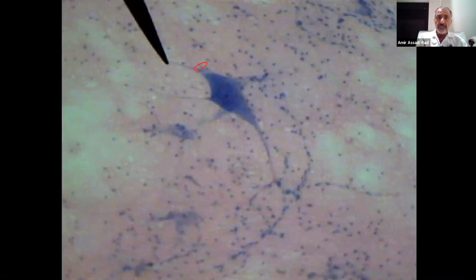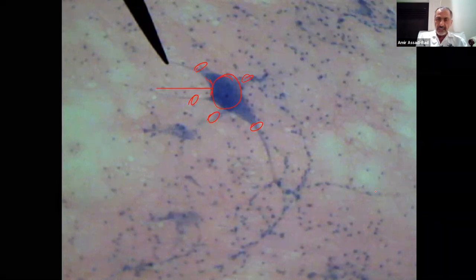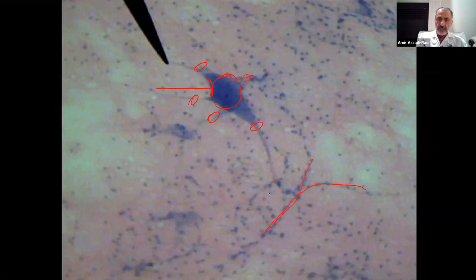Here is a dendrite, here is a dendrite, here is a dendrite. Okay, so this is a cell body right here. This is a cell membrane right here. And then the axons would be something like that. They're running like this, they're running like that. So that's a neuron. And what you see outside of the neuron, these little dots, they are called astrocytes. That's A-S-T-R-O-C-Y-T-E. Astrocytes are supportive cells of the neuron.